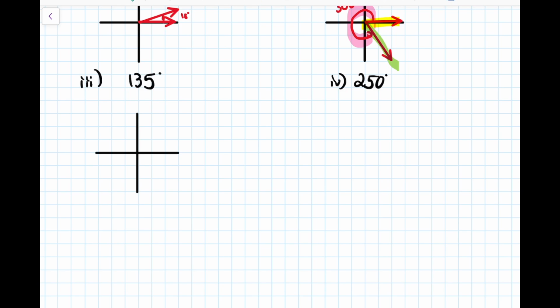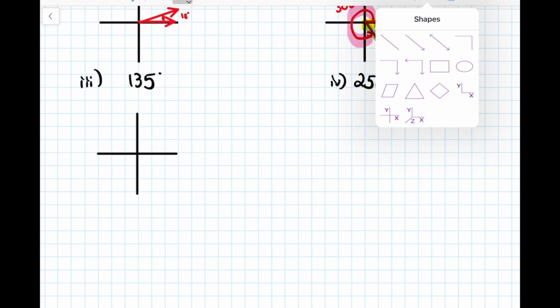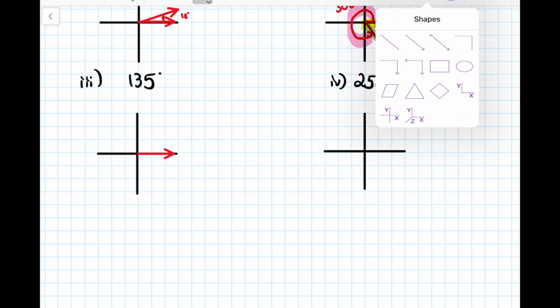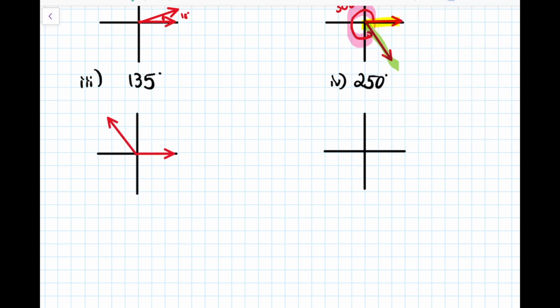Okay, so 135. This one is a little bit special because this is one I would actually expect you to get pretty much perfectly. Because if you think about what you're doing, 135 is going to be in quadrant 2, but a little more specifically than that, 135 is exactly halfway between 90 and 180. So that one you should be able to put exactly in the middle to get a perfect 135 degrees.